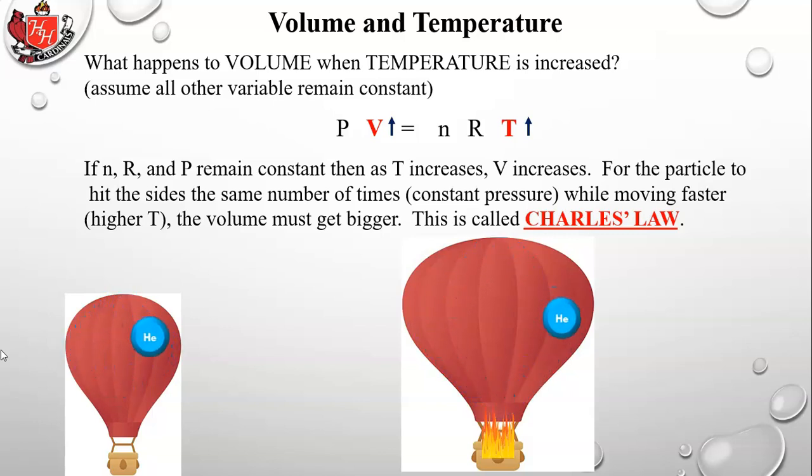So both particles are hitting the sides the same number of times, but since the particle on the right is moving faster, it has to travel a farther distance for that to happen. The only way to keep the pressure the same if you increase the speed of one of them is to make the balloon bigger and make that particle travel a farther distance. So they're both hitting 4 times every 2 seconds. All right, so this is called Charles' law.